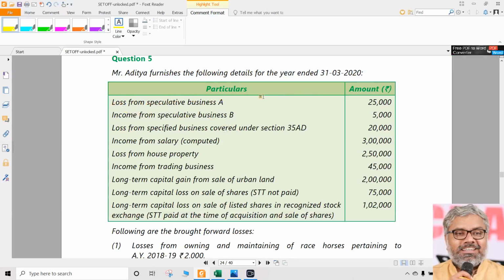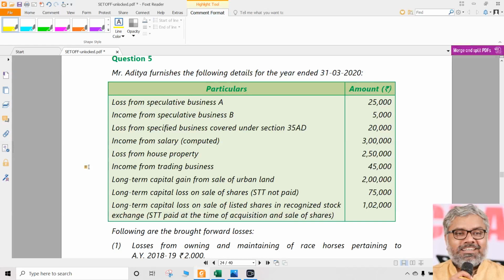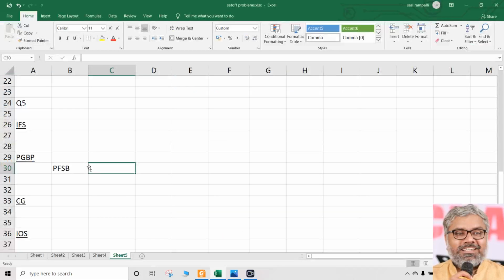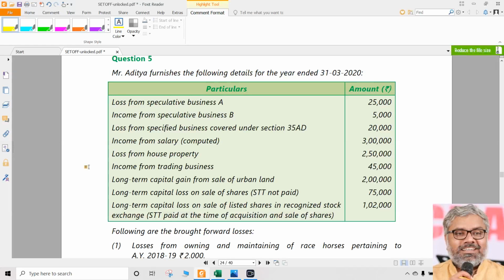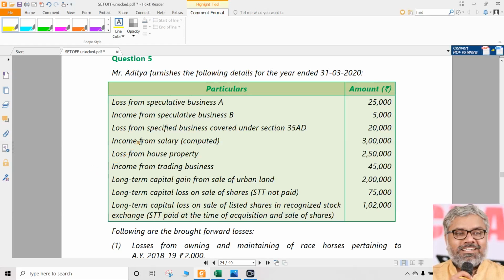Loss from speculative business, we don't care for now. Income from speculative business B is 5,000. So of course it will be under the PGBP. Let us call that a profit from speculative business, and let us put it in the inner column. Amount is 5,000 rupees. Losses we will come back to later. Loss again, no need now.